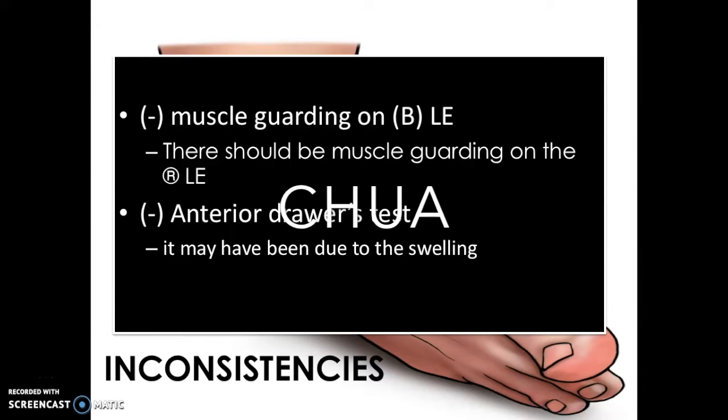Inconsistencies: negative muscle guarding on both lower extremities, when there should be muscle guarding on the right lower extremity, and a negative anterior drawer test. It may be because of the swelling.